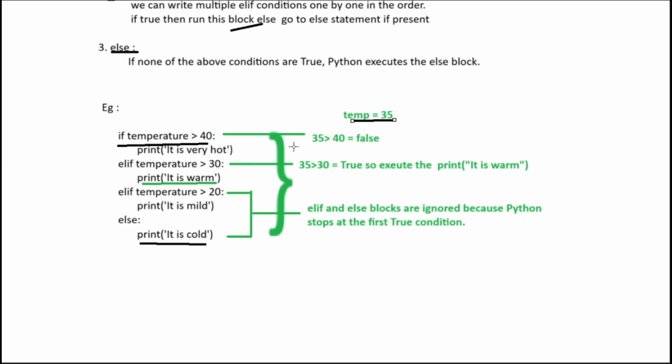Python first checks 35 > 40, false. Then it checks 35 > 30, true. Python prints it is warm and stops checking further. The other elif and else blocks are ignored because Python stops at the first true condition. This is why order of conditions is important. Put the most specific conditions first and the most general ones later, ending with else as the fallback.